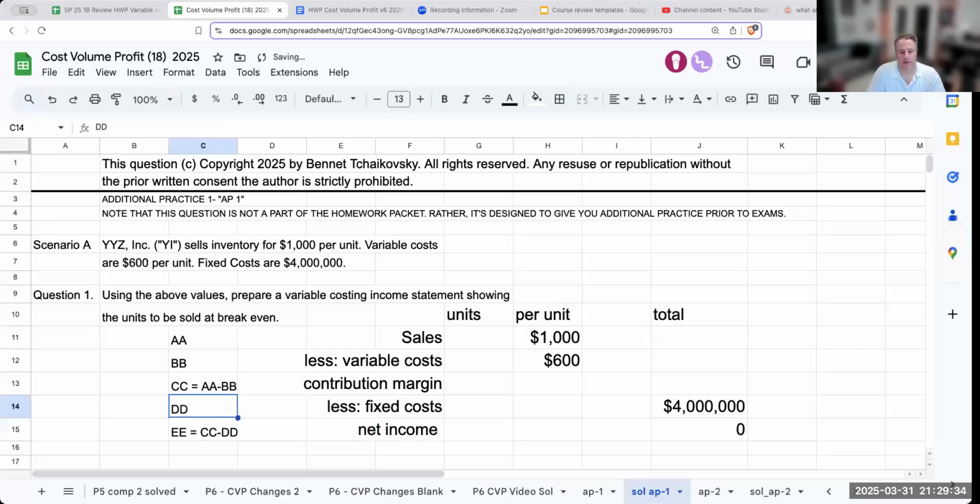So right over here, we're just saying sales less our variable cost gives us our contribution margin, or what are we contributing in terms of selling these units to the covering of our fixed costs? So if my net income is zero, the contribution margin I'm seeking is going to be the same amount as my fixed costs, or over here 4 million.